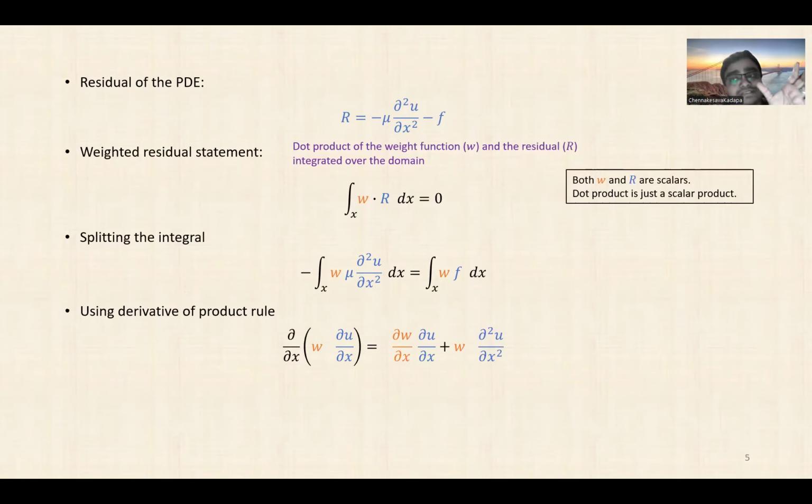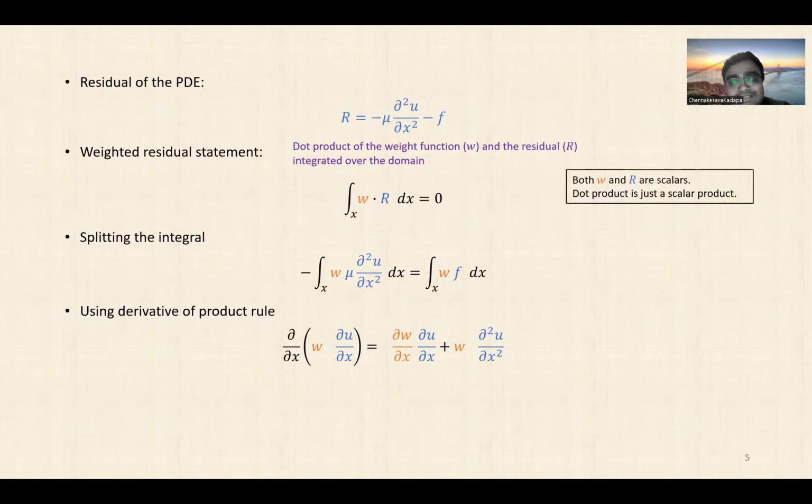So if you have two functions and you take the derivative, then we have, for example, here w and ∂u/∂x are the two functions, and we are taking the derivative of the product of w and ∂u/∂x. So we take the derivative of w and then ∂u/∂x remains constant, plus w times the derivative of ∂u/∂x. Okay. So this is something we learn in high school.